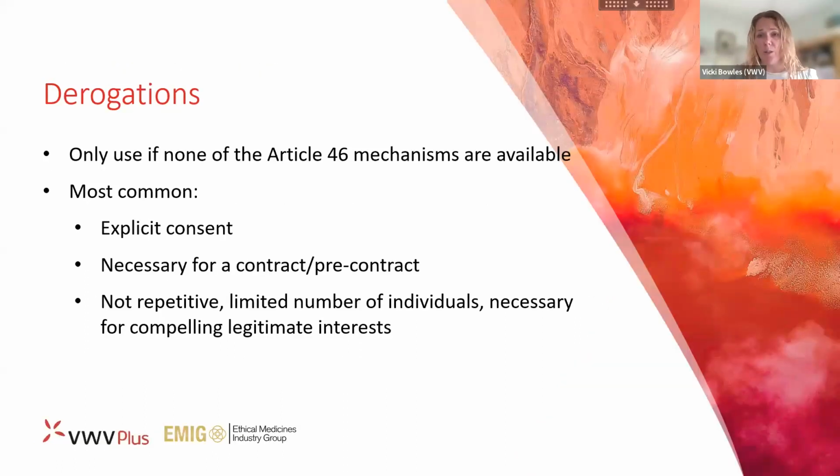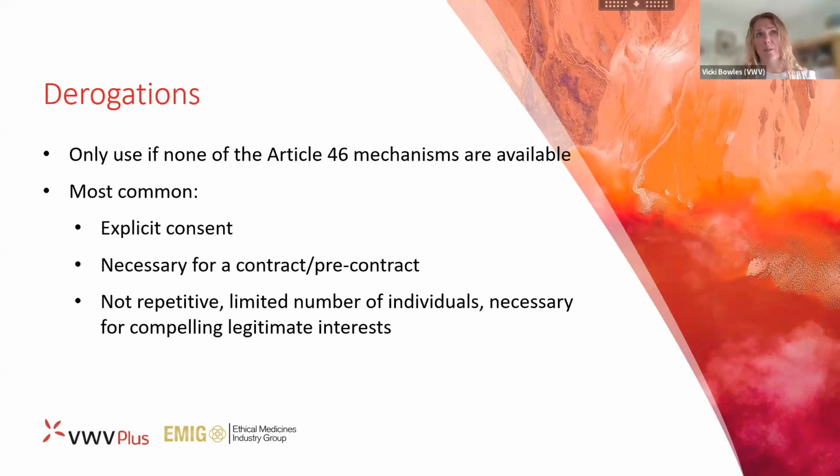So if you can't use standard contractual clauses, or you don't want to, and BCRs aren't an option, there are some derogations, but you can only use these if the Article 46 mechanisms, the other ones, are not available. So if you can't use standard contractual clauses for some reason, or you don't have BCRs because you're not a multinational organisation, then you can go to the derogations.